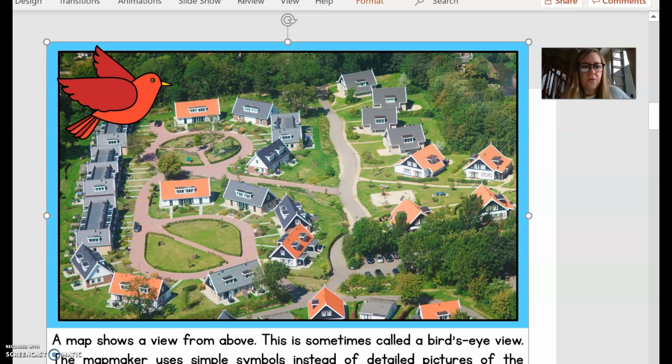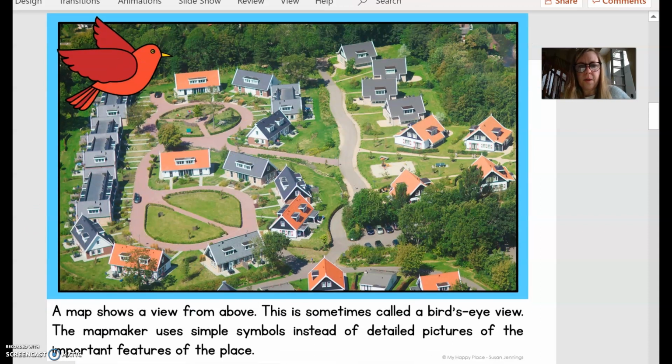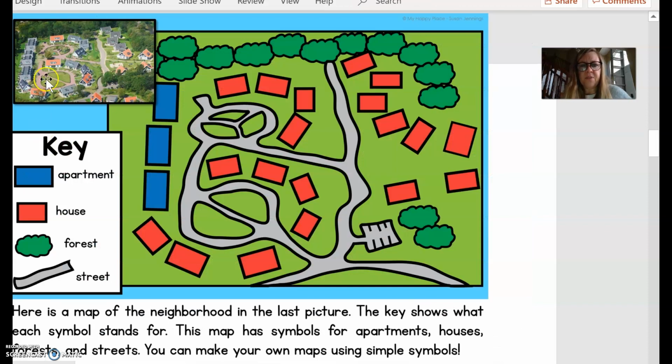So let's go from that picture of the neighborhood to a map. Okay, so up in the corner, you can still see the picture from that bird's eye view. And here is a drawing of that same neighborhood. And you'll need to make a key, and you'll need a few different colors. So they're using blue rectangles, and they're a little bit bigger than the red rectangles to represent the apartment buildings right here. So you might have apartment buildings on your street or in your neighborhood.